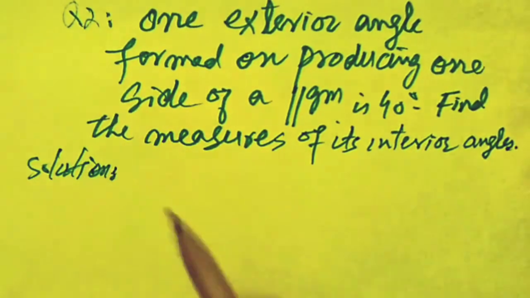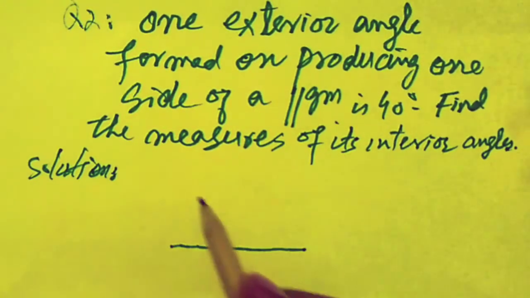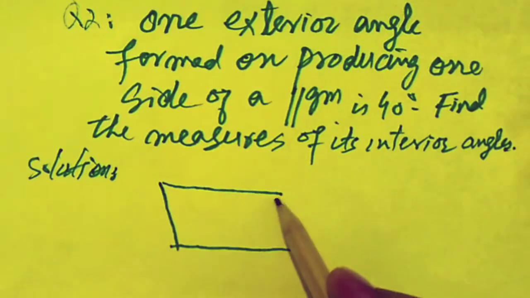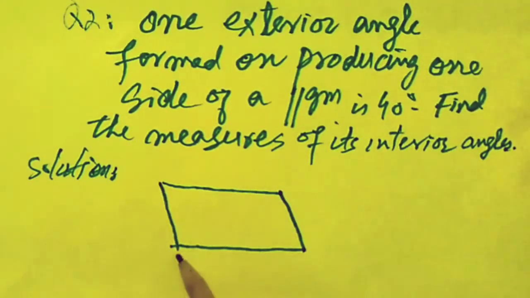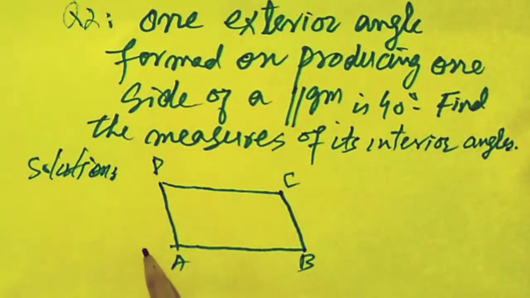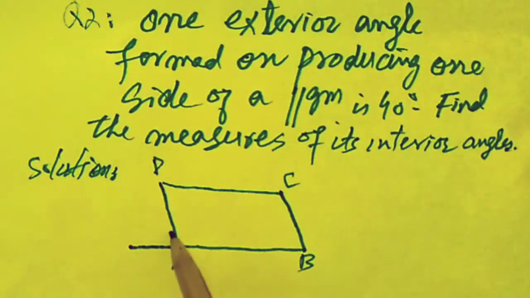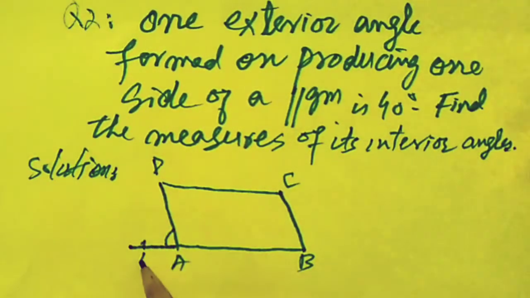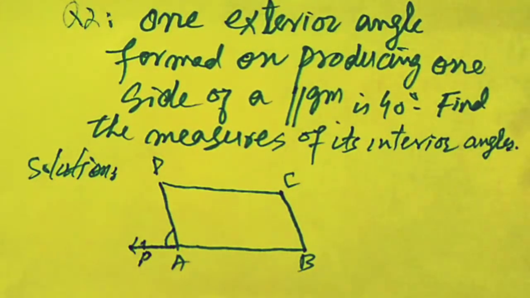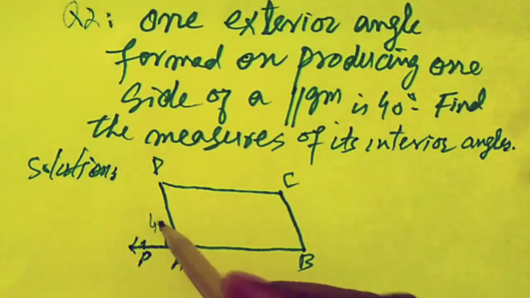Solution. We make a parallelogram ABCD, making the exterior angle DAP, which is 40 degree according to the given statement.